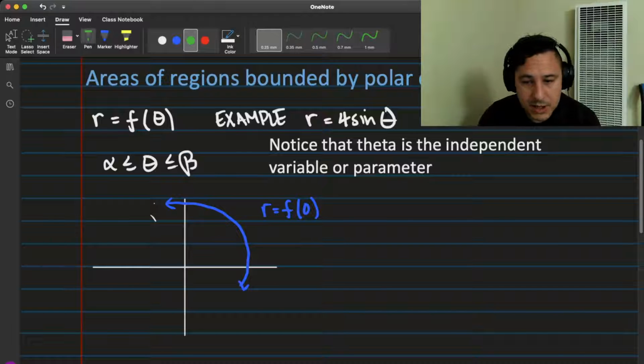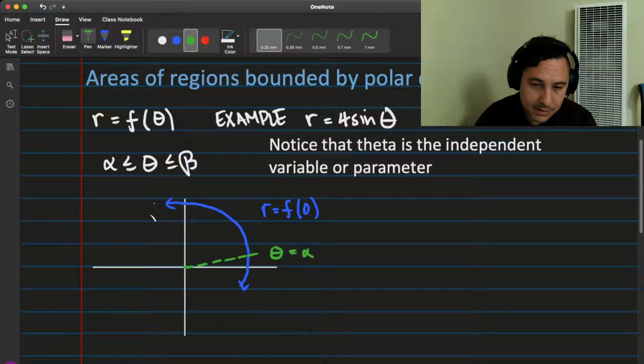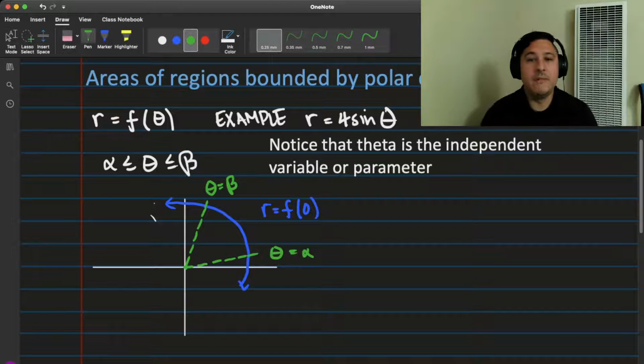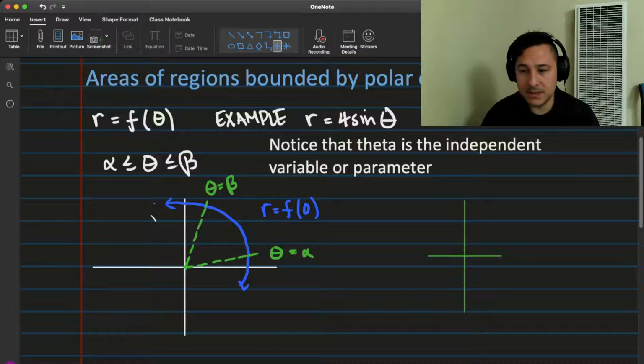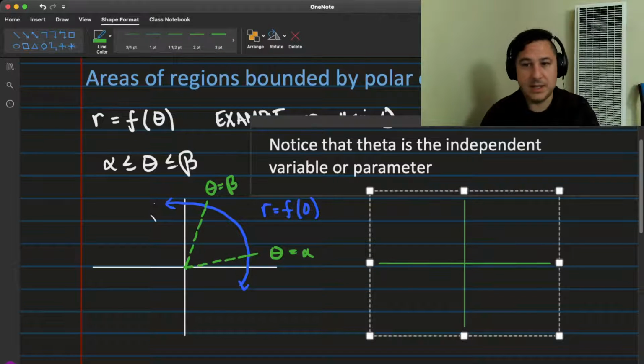And you're interested in the graph between theta equals alpha and theta equals beta. So remember that when we were dealing with rectangular coordinates, the situation was similar but different.